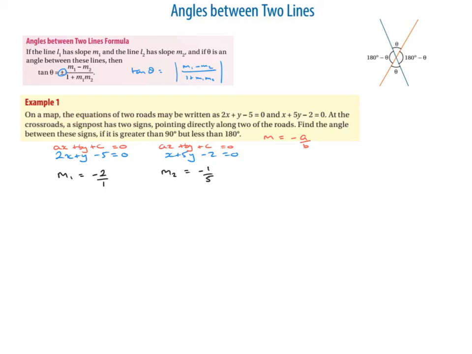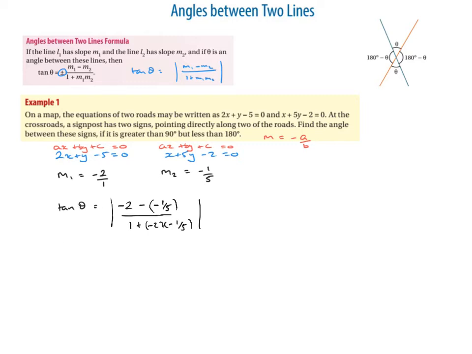Okay, we then just stick everything into the formula. I'm going to use this formula here, and the positive answer of this will give me the smaller angle. So if I want the larger angle, I need to take it away from 180, but the positive will always give me the smaller angle. So we have tan theta is equal to m1, which is minus 2, minus m2, which is minus 1/5, so that double negative is going to make a positive, all over 1 plus m1, which is minus 2, multiplied by m2, which is minus 1/5. And we're going to take the modulus of that so we can get the positive answer.